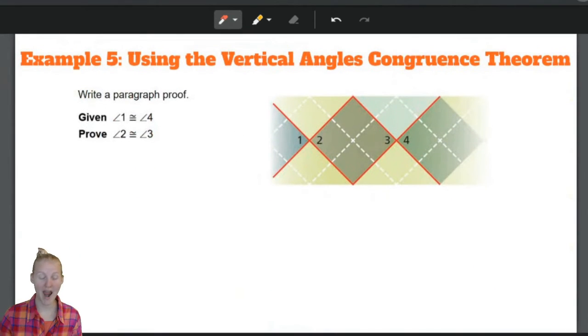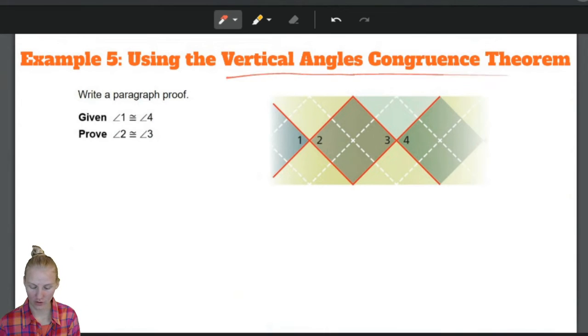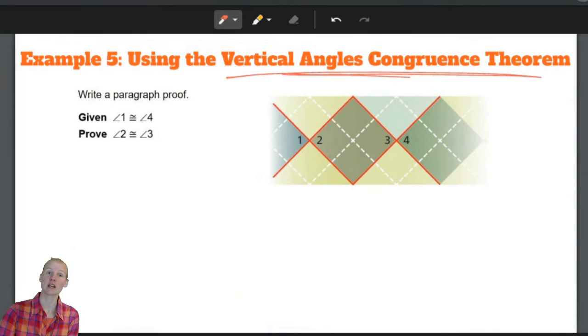Okay, so now, last example for today, last one. We are going to use the vertical angles congruence theorem in another proof. Because we proved the vertical angles congruence theorem, we can use it as a reason. Now that we have proven it, we can use it as a reason. So I am given that angle 1 is congruent to angle 4. Let me use a different color because the red is blending in. So angle 1 is congruent to angle 4.